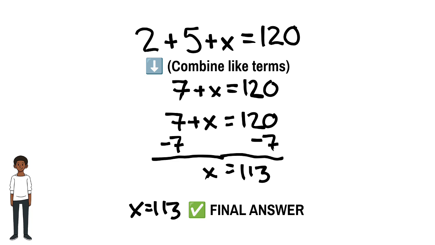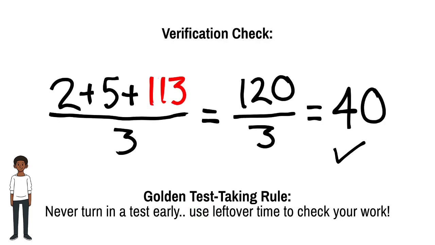Notice how this matches our initial common sense prediction. x needed to be a large number to pull the average of 2 and 5 all the way up to 40. But how can we be 100% sure that 113 is correct? By plugging it back into the original problem. Let's find the average of 2, 5, and 113. Add them up. 2 plus 5 plus 113 equals 120. Divide by 3. 120 divided by 3 equals 40. It matches the problem statement perfectly.